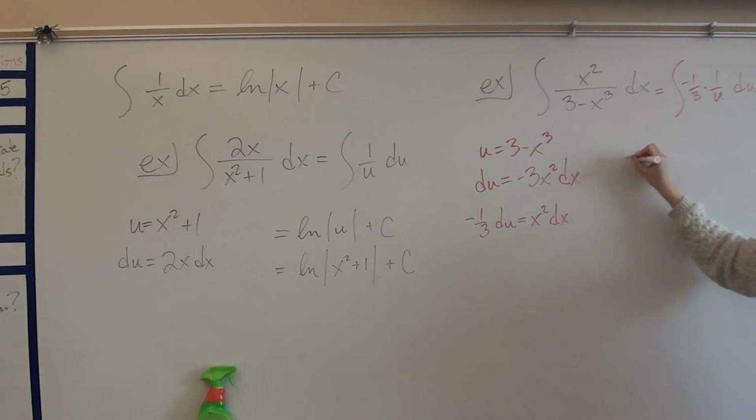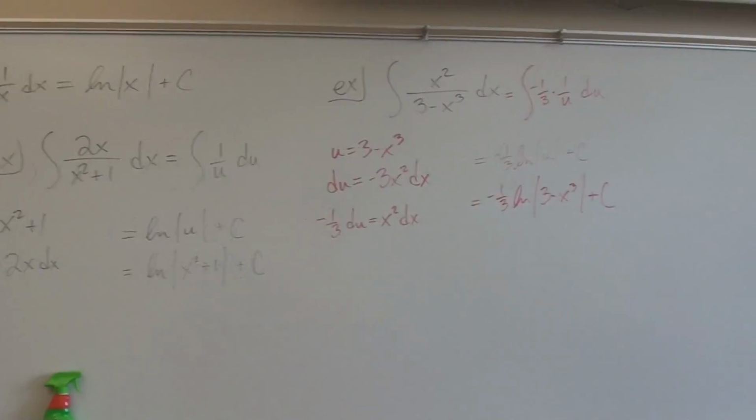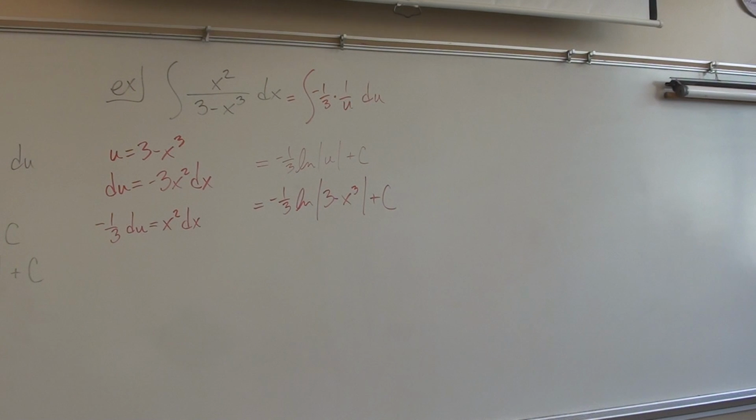Okay, so here's what we get. We get negative 1/3 ln absolute u plus c, or negative 1/3 ln absolute 3 minus x cubed plus c. Can I drop the absolute value on this one? No. All right, any questions on that one? Yes? If you didn't convert it to a natural log, and you just tried integrating it, you would end up with u to the 0.